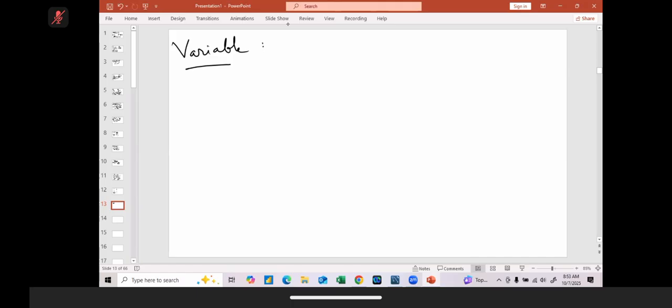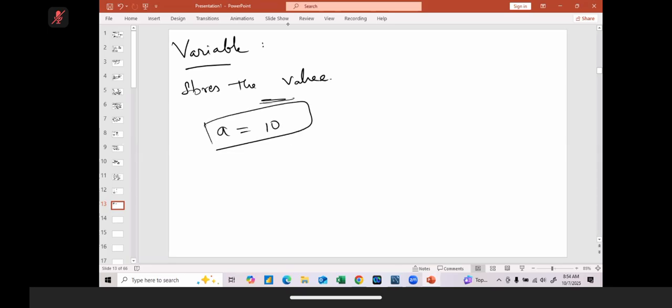What is a variable? Container which stores the data, which stores the value. Is this correct? Variable, for example, if we just write a equal to 10, a is a variable. But what does a store here? No. Address of 10. Address of 10.